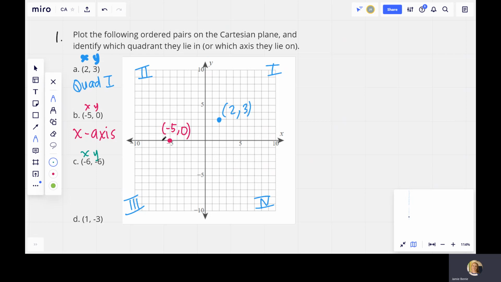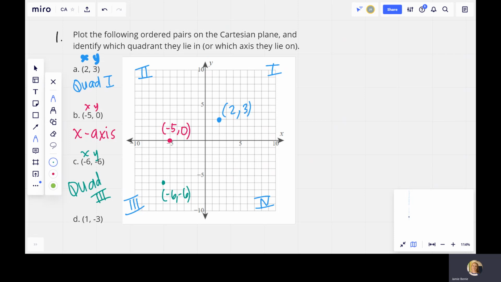So positive numbers, you go up. Negative numbers, you go down when you're referring to the second coordinate or the Y coordinate. So we're going down 6. 1, 2, 3, 4, 5, 6. All right, so that's the ordered pair (-6, -6). And what quadrant is that one in? It's in quadrant 3, right? All right, so that one's in quadrant 3. That was really sloppy. Let's see if I can write that neater. Quadrant 3. Yeah, that's better.